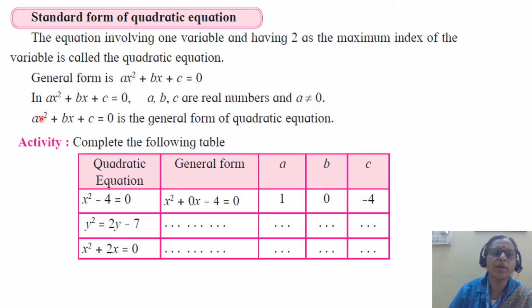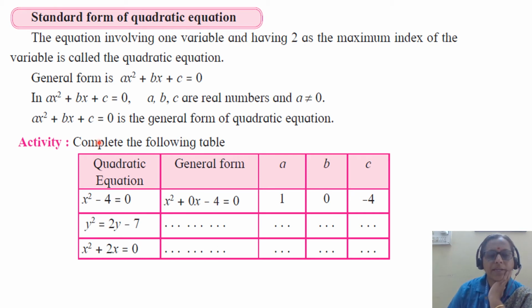What will happen if a is 0? If a is 0, then first term you don't have here. So bx plus c equal to 0 forms a linear equation in that case. That's why necessary condition is a not equal to 0. b may be 0, doesn't make any difference because ax square plus c equal to 0 is a quadratic equation. So value of a should not be 0. And ax square plus bx plus c equal to 0 is the general form of quadratic equation.